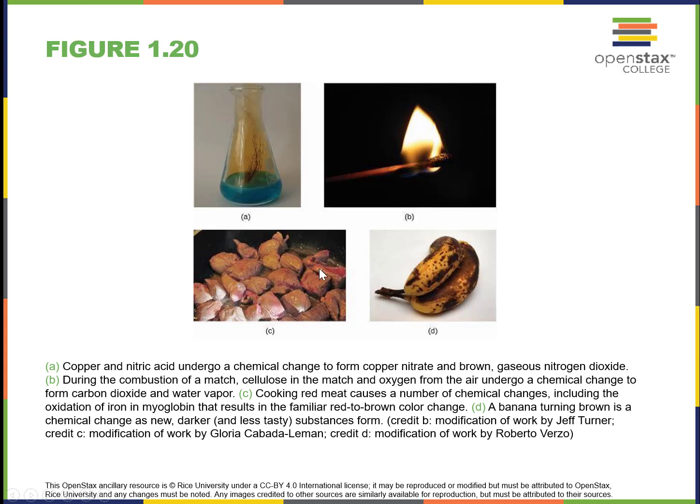And then likewise, a banana that's turning brown is also an example of a chemical change. Whoever made this PowerPoint says darker and less tasty. Personally, I prefer the brown bananas, but I know most people like them to be more green. The point, though, is that you can't go back, right? Once it's a brown banana, you don't get back to a green banana. These are all chemical changes. Whereas if you had something where you could go back, that would be an example of a physical change.